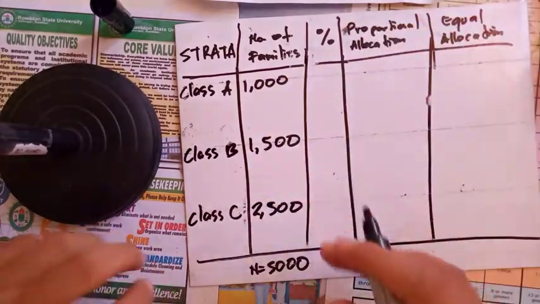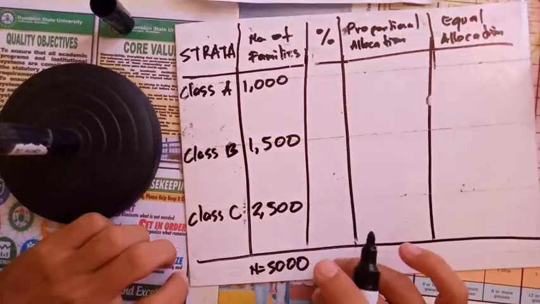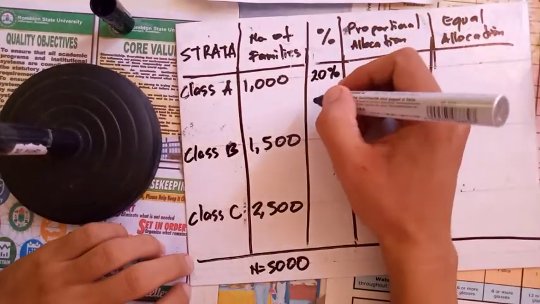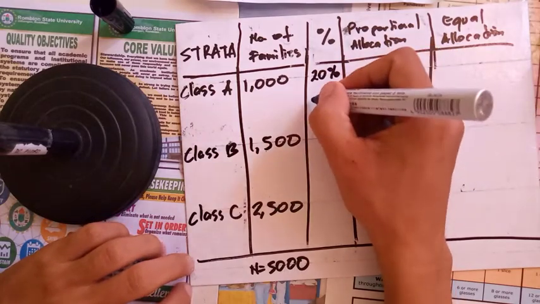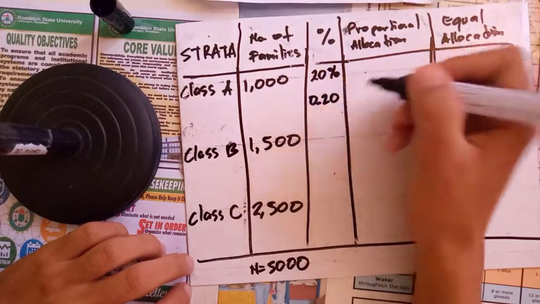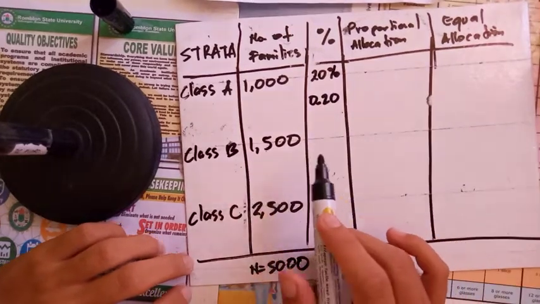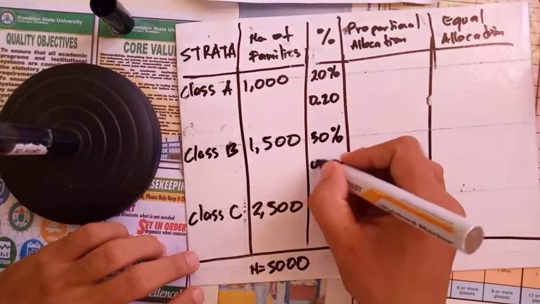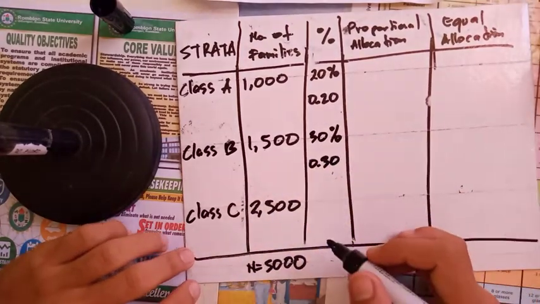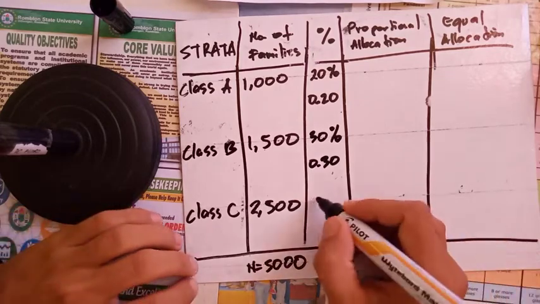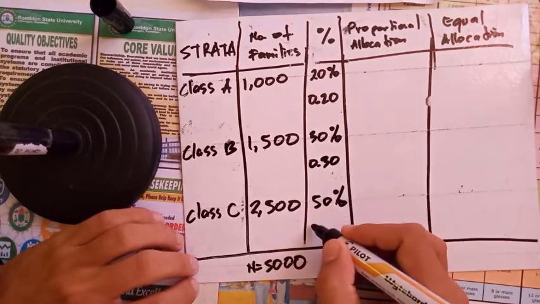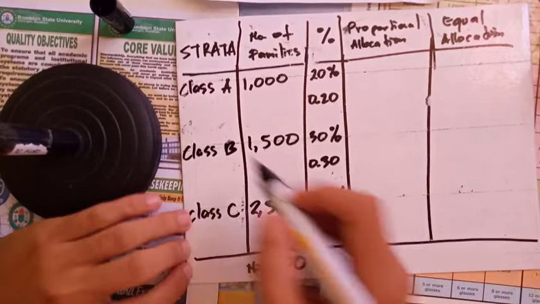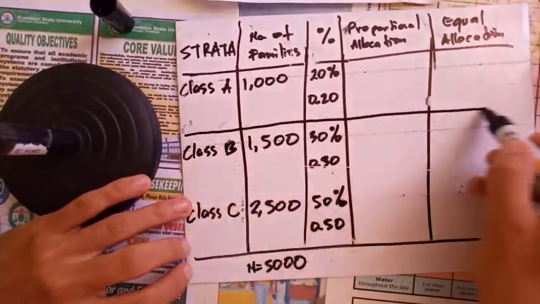Okay, so the percent, we have to divide 1,000 to 5,000. That would be equal to 20%, or 0.2. Diba kanina? 20% is 0.2. 0.20. The 1,500 is equals to 30%, or 0.30. And the 2,500 divided by 5,000, that would be 50%, or 0.5. 0.50. That would be our percent for the example.